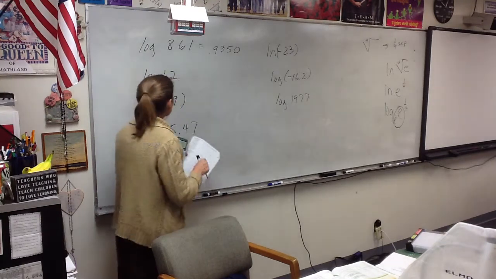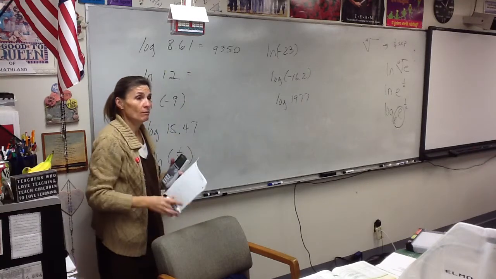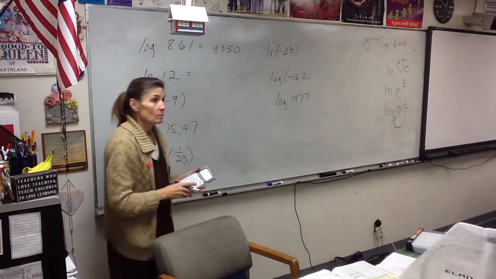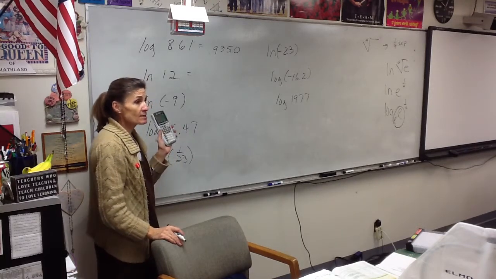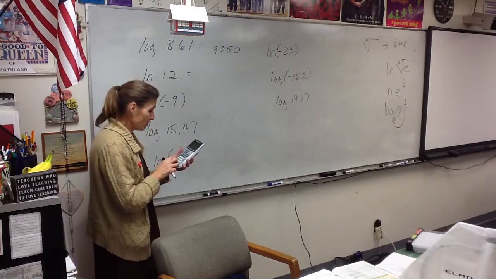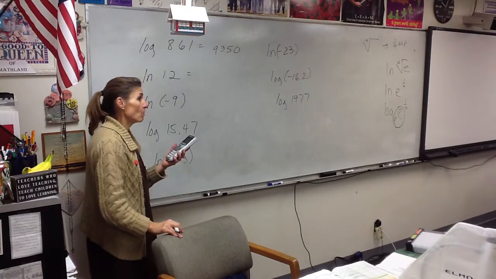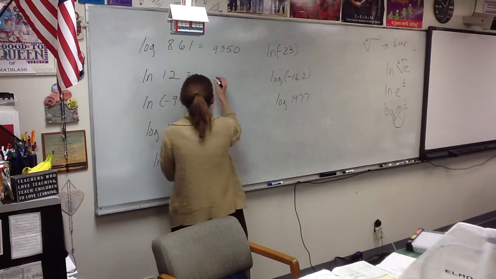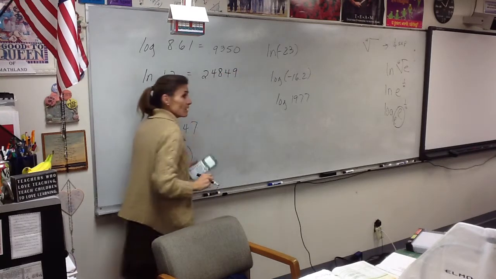Okay, let's try the next one. Okay, now look. The next one says ln 12. Well, we're going to do the same thing, only we're going to use our ln button this time, right? So we're going to press ln 12. Now we're rounding off to 4 decimal places. So 2.4849, is everybody okay with that?